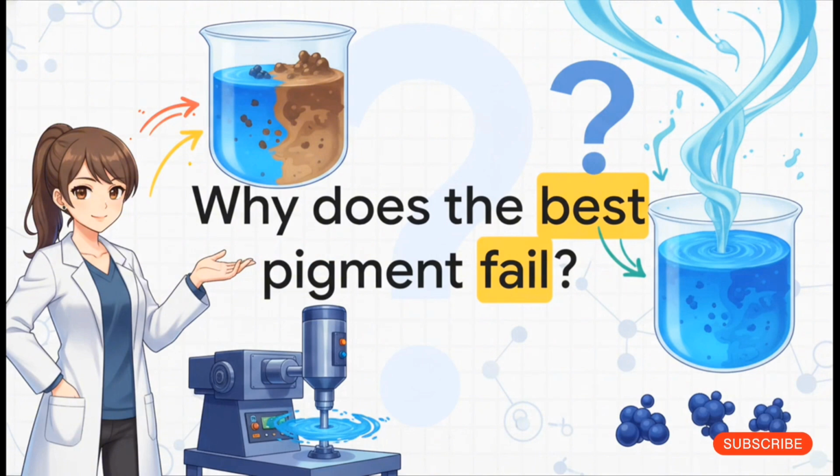Let's start with a scenario that might hit a little too close to home. Picture this. You've got the world's absolute best pigment. Your formulation? Flawless. You're running the most advanced machinery money can buy. But the final color still comes out completely, entirely wrong. It just fails. So what's the deal?